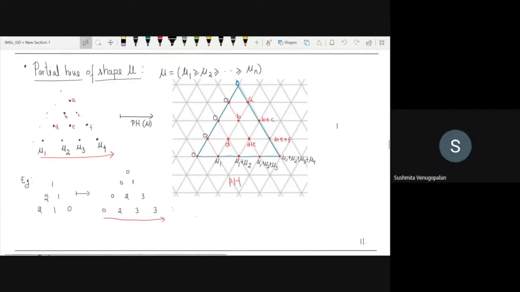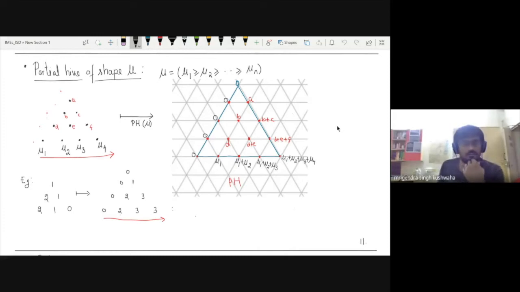Okay, so I will define the partial hive of shape mu. It is just like a GT pattern, also a triangular shape array. Here is the partial hive. You have to add one more extra line on the left. Here you see 4 dots in the bottom, and here you have 5 dots in the bottom. But the labeling should be a little bit different.